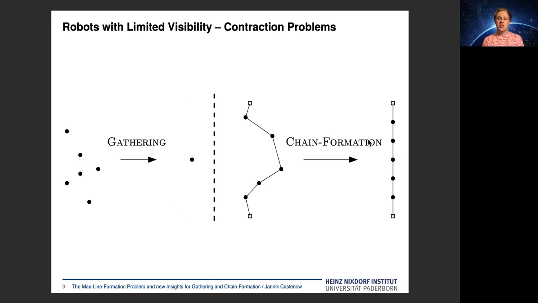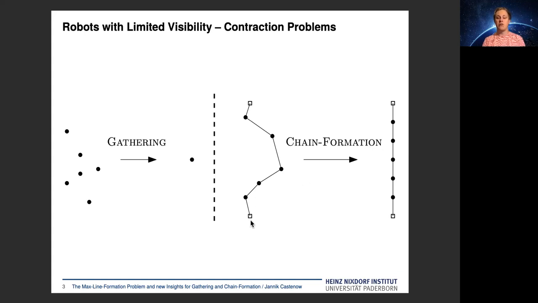Typical formation tasks for robots with limited visibility often have a contraction property. So the positions of the robots have to be brought closer together. A very famous example is the gathering problem, where the initially scattered robots have to gather at a single, not predefined position. Another problem that falls into this category is the chain formation problem.